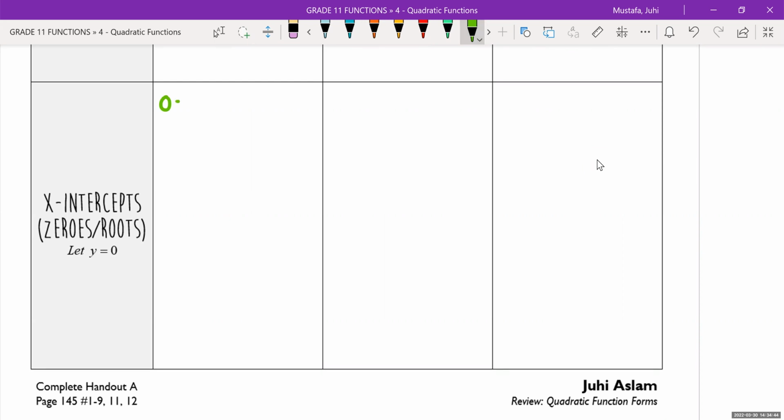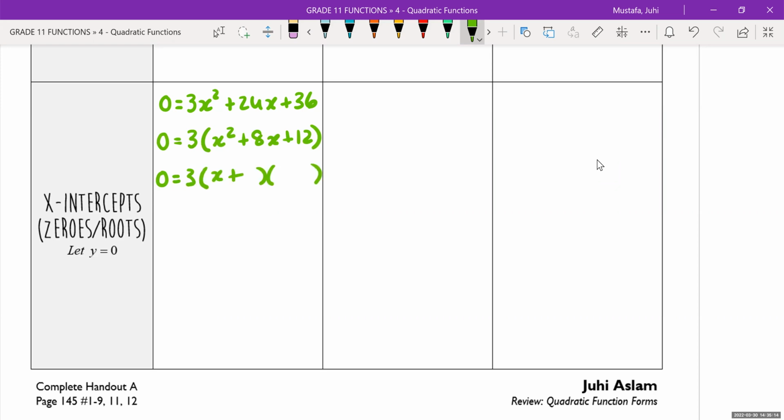I'm going to let y equal 0, and I'm going to get 3x squared plus 24x plus 36. Whenever you have a quadratic, the only way we know so far to find the x value is to factor. This looks like a complex trinomial, but we're going to factor out the 3. And then we get a simple trinomial. And we're going to solve that.